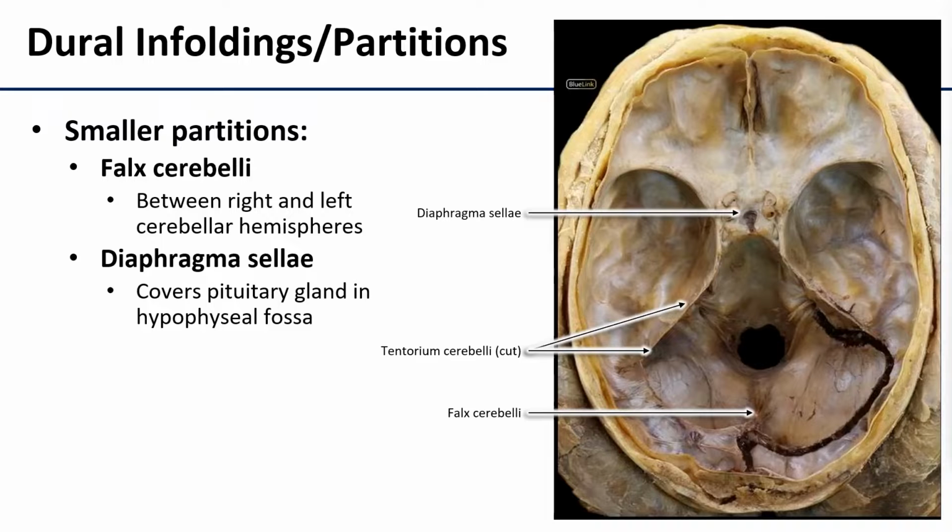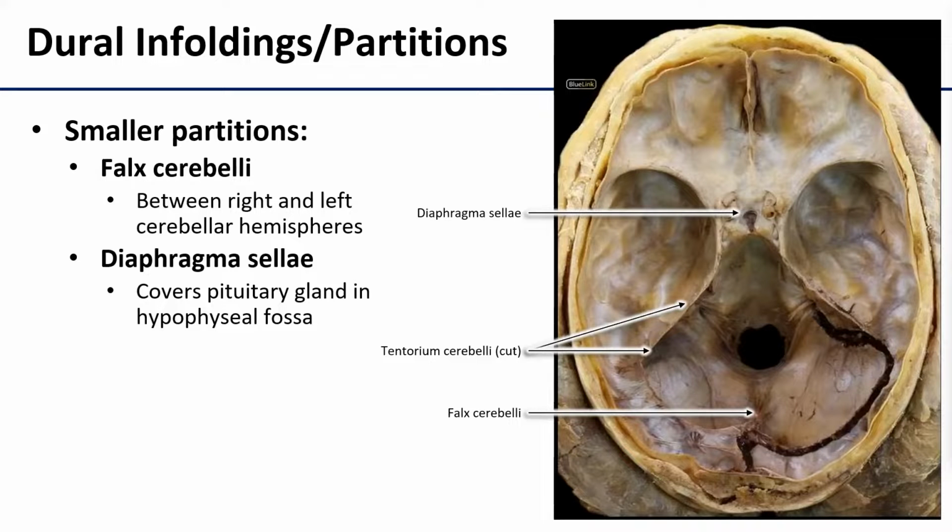There are a few smaller partitions as well. There is a falx cerebelli to go along with the falx cerebri. But keep in mind that the lobes of the cerebellum aren't separated by a full fissure like the cerebrum is. So this is a much shallower falx.